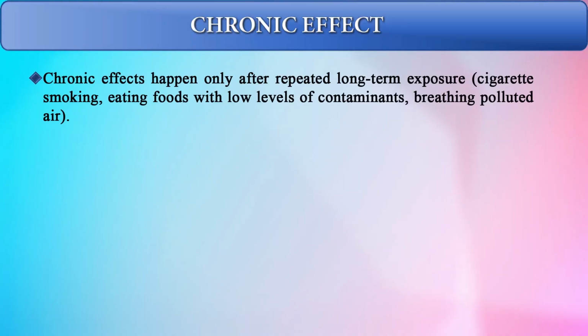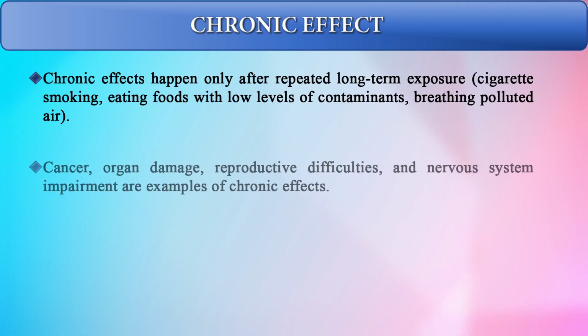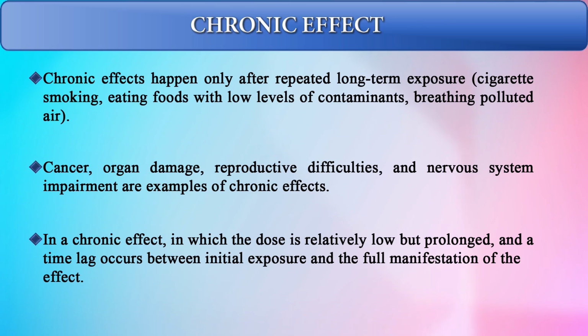The second type of effect is chronic effect. Chronic effects happen only after repeated long-term exposure. For example, cigarette smoking, eating foods with low levels of contaminants, breathing polluted air, etc. Cancer, organ damage, reproductive difficulties and nervous system impairment are examples of chronic effects. In a chronic effect, the dose is relatively low but prolonged and a time lag occurs between initial exposure and the full manifestation of the effect.